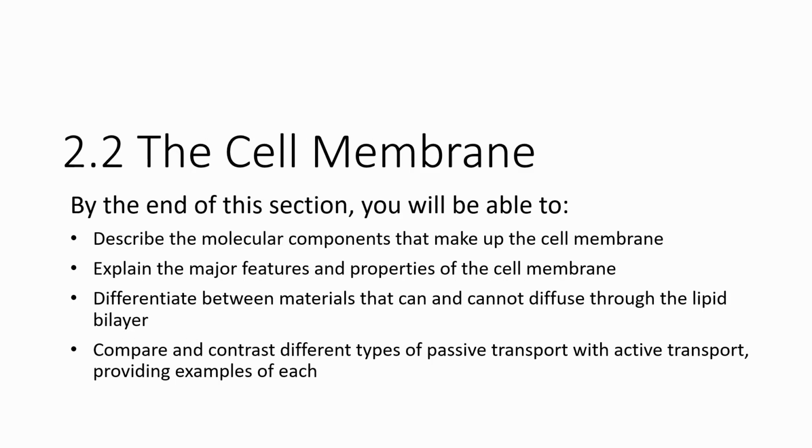So let's start off with the cell membrane. There are a few things we want to accomplish by the end of this. We want to talk about the components that make up the cell membrane, some of the major features and properties of it, and then how things can get in and out, and how different materials have a different experience with the cell membrane. And then talk about some of the different ways that things can come in and out of these cells through that membrane, through both passive and active transport, and talk about some examples for each of those.